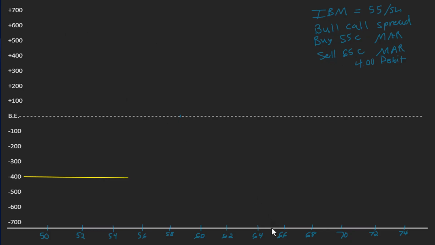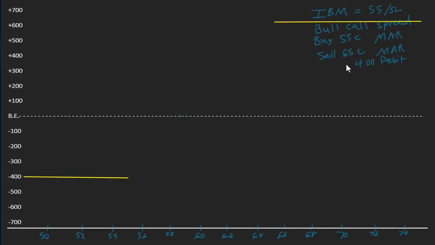Stock needs to be at 65 or higher. So if I go to 65 and I come all the way up to $600, which is about right there, I can do a flat line on this side. And it doesn't matter how high the stock goes, my gain is capped at 600 bucks because a $10 spread can trade between 10 in value and 0 in value.